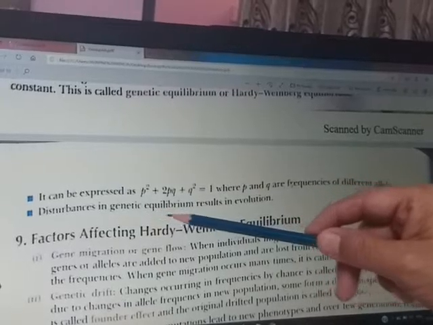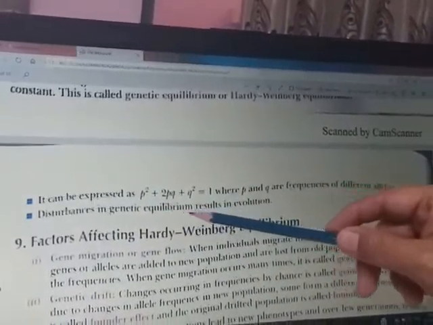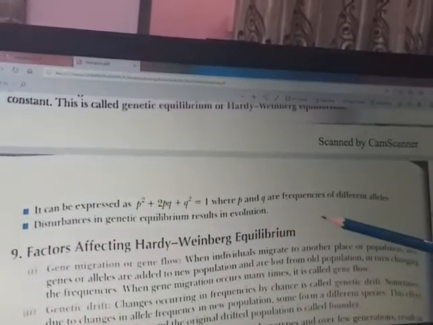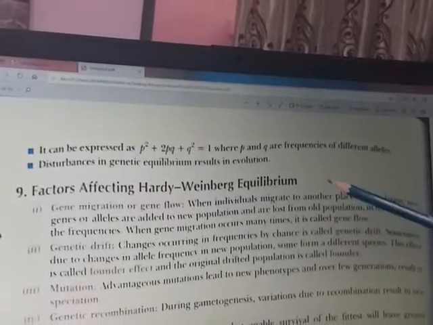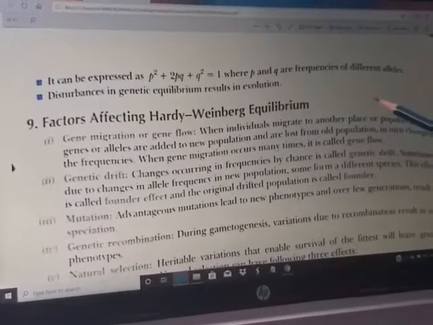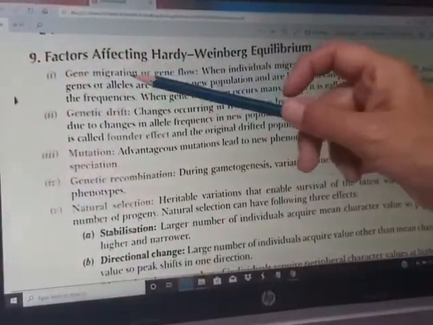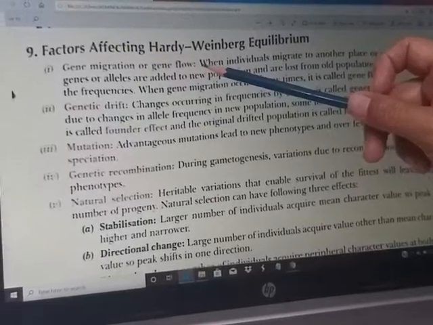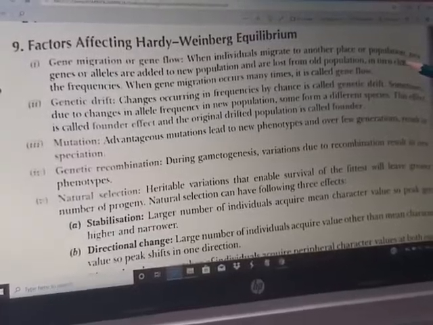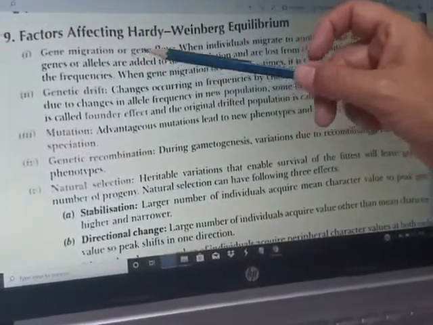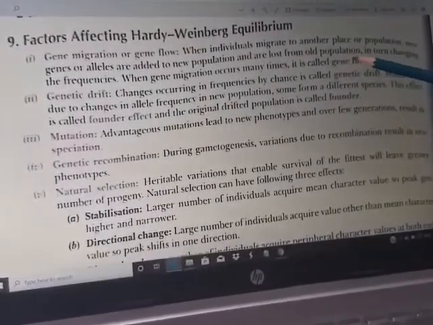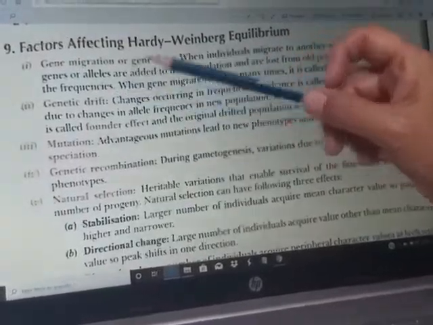Now, what are those disturbances which disturb this equilibrium? What are those factors which destabilize this equilibrium? So, we are going to study the topic factors affecting Hardy-Weinberg equilibrium. There are 5 factors. First is gene migration or gene flow. Means when individuals migrate to another place or population, new genes or alleles are added to new population and are lost from old population, in turn changing the frequencies.